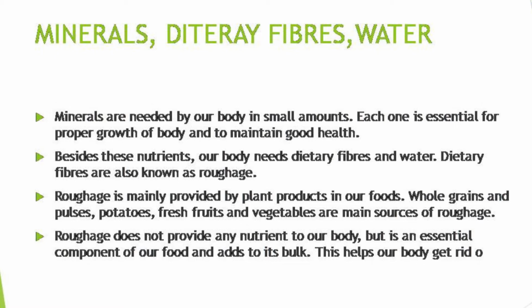Besides the nutrients, our body needs dietary fibers and water. Dietary fiber is also known as roughage. Roughage is mainly provided by plant products in our foods. Whole grains and pulses, potatoes, fresh fruits and vegetables are main sources of roughage. Roughage does not provide any nutrients to our body, but it is an essential component of our food and adds to its bulk. This helps our body get rid of undigested food.